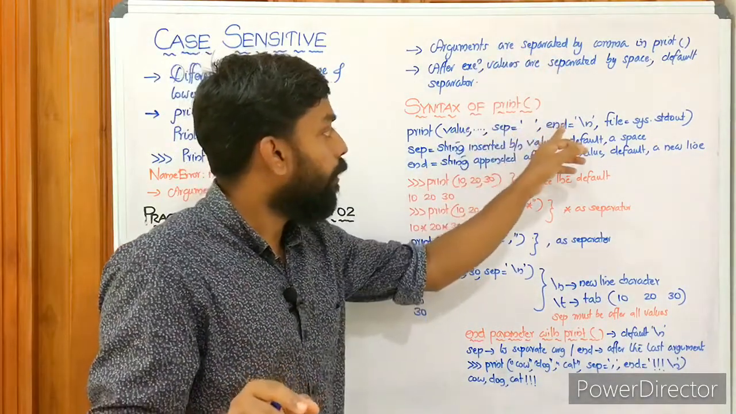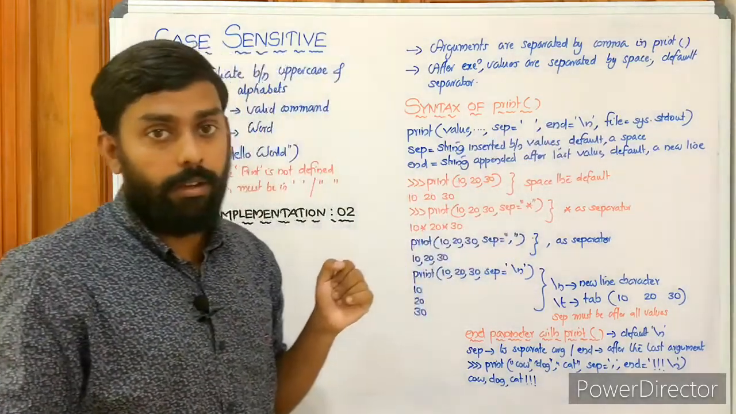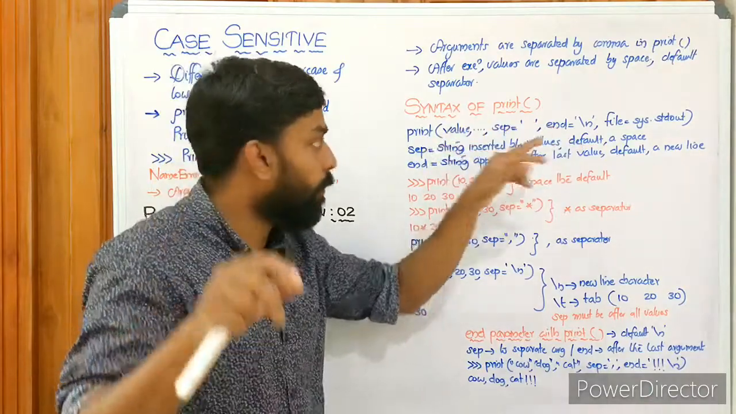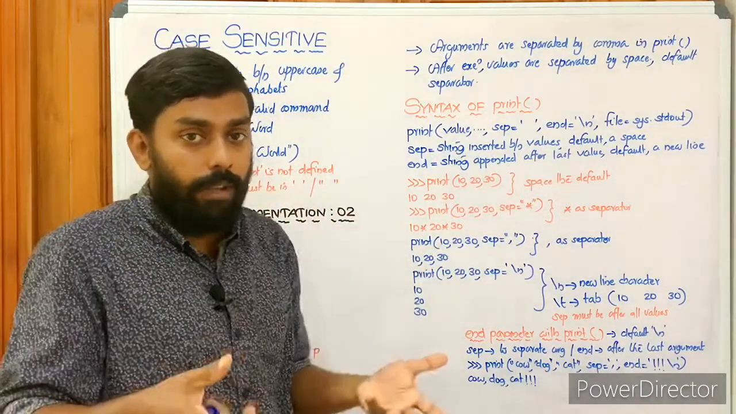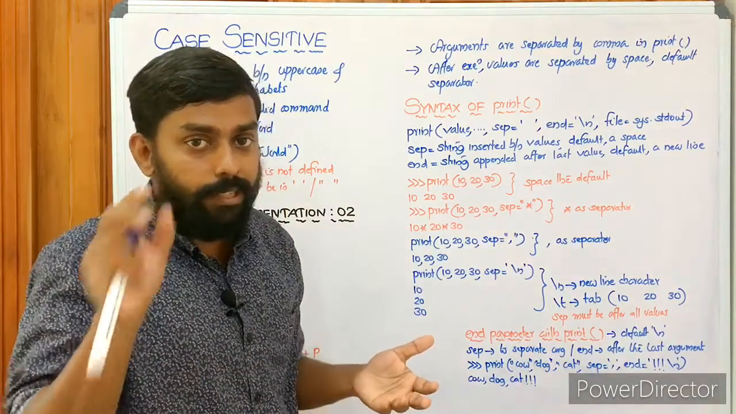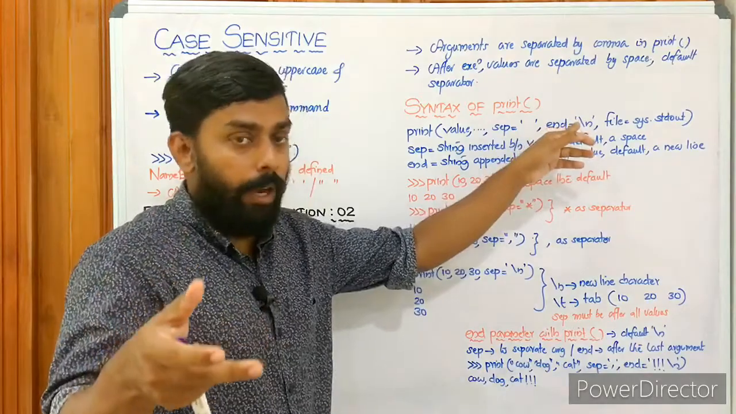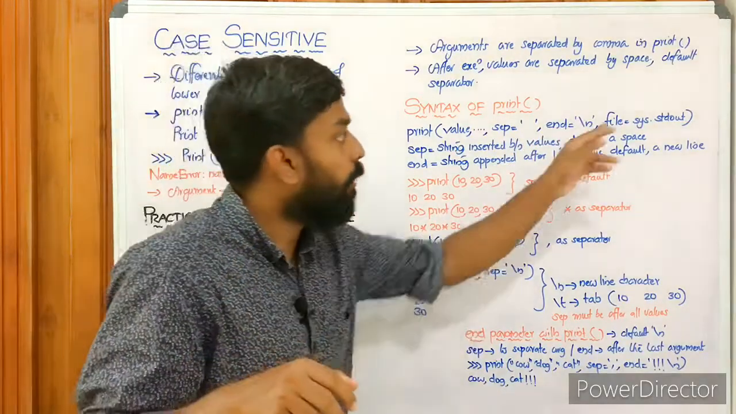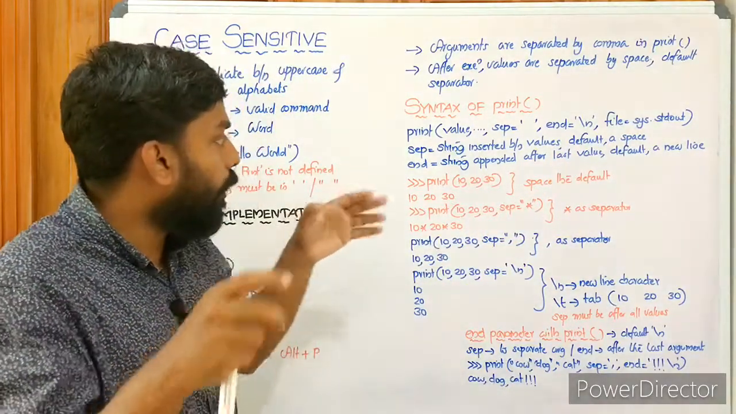Separator is a space. Then end equal to slash n: sep equal to a single-quoted space, end equal to slash n. The end parameter applies after the last value of the statement. Slash n stands for new line, for getting a new line. That's the default, we know. Then file equal to sys.stdout, standard output. So we can look at them one by one.